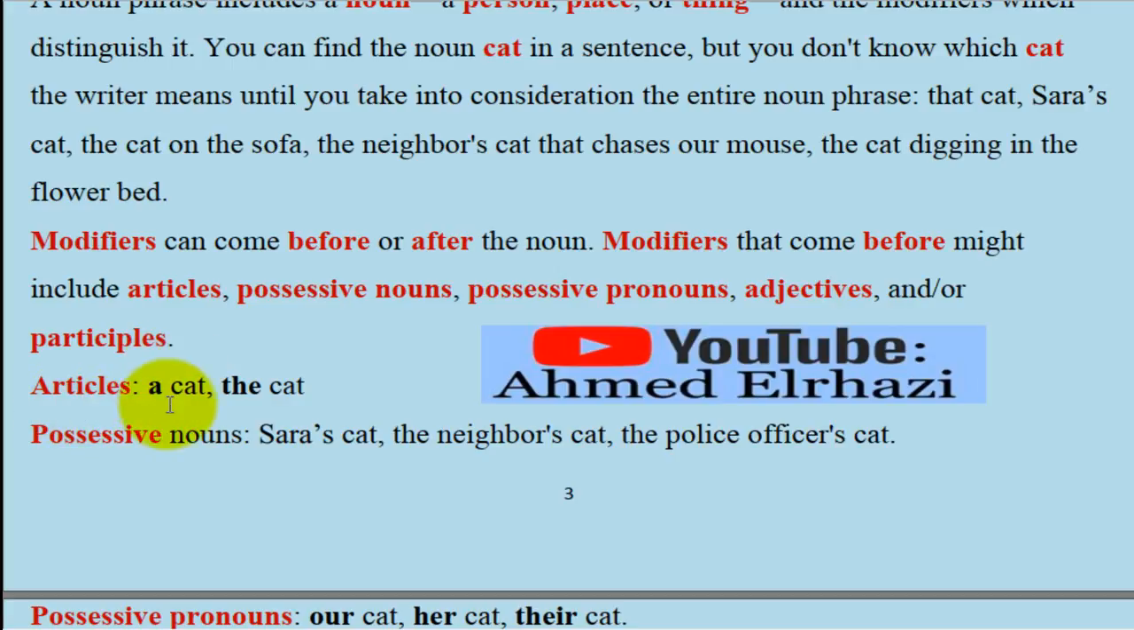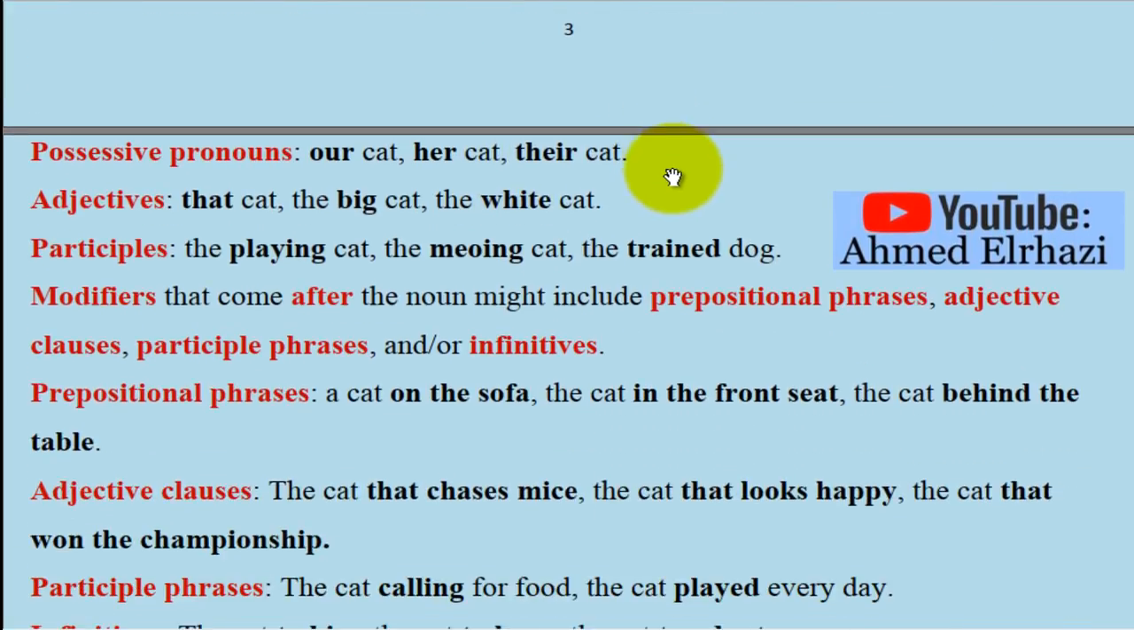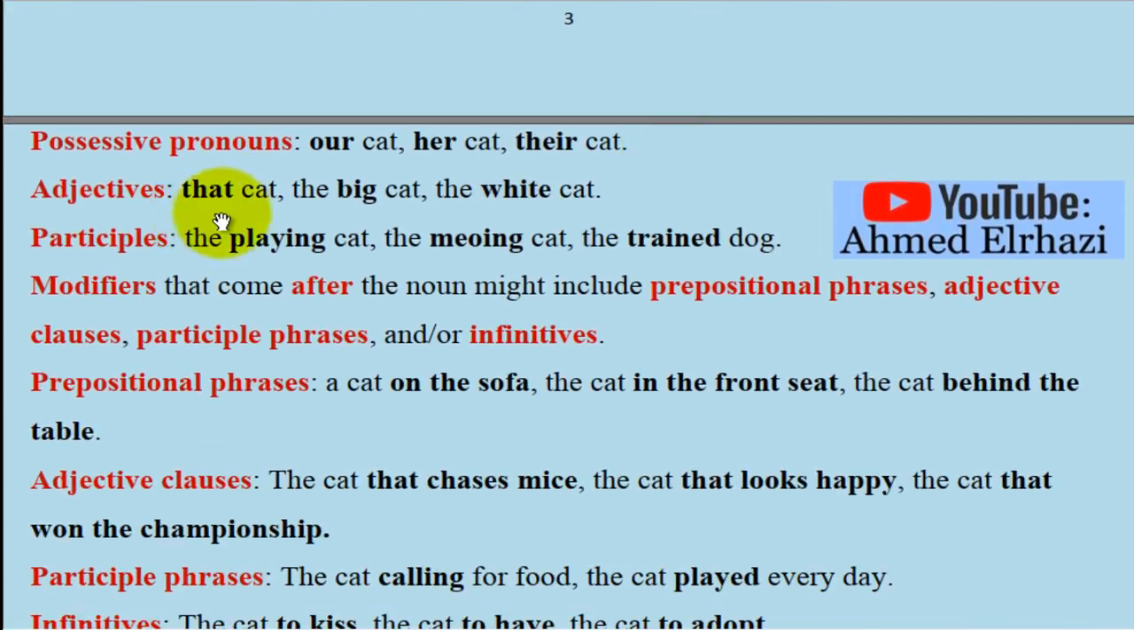Articles: a cat, the cat. Possessive nouns: Sarah's cat. Possessive nouns are the ones with the apostrophe of possession: Sarah's cat, the neighbor's cat, the police officer's cat. Possessive pronouns: our cat, her cat, their cat. Adjectives: that cat, the big cat, the white cat. Participles, which we saw before: the playing cat, the meowing cat, the trained dog.